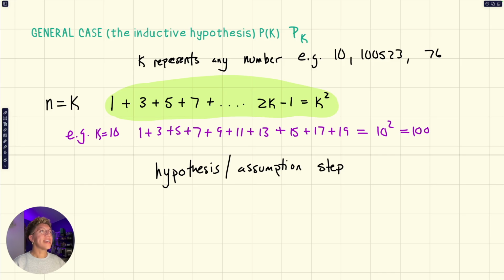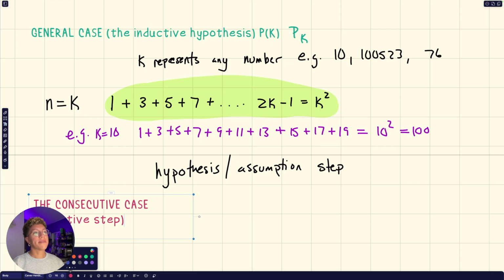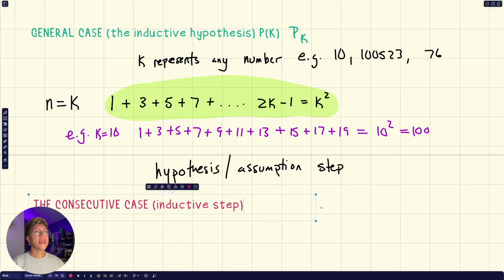Our next case is the consecutive case. And let's do this one in red. So this is the consecutive case. And officially, it's known as the inductive step. This is actually when the induction is complete and the proof comes to its conclusion. So this is the inductive step. And this is known as P of k plus 1.